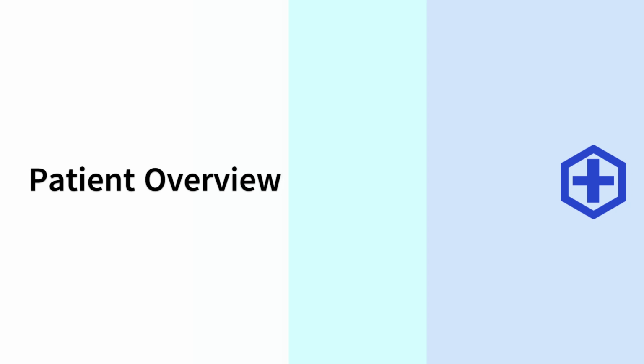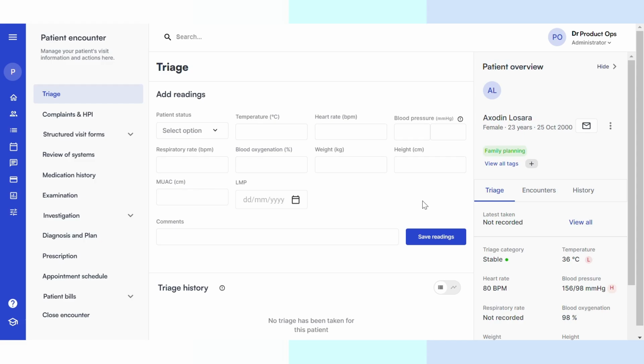Today we're going to look at the patient overview in the patient encounter and see how it was built that way and how it works and how we can maximize its use. Good, let's go ahead. We are in the patient's encounter. The patient overview will always be on the right hand side of the patient encounter. This is the patient overview.